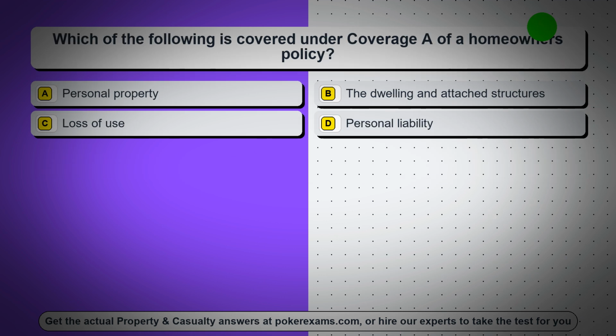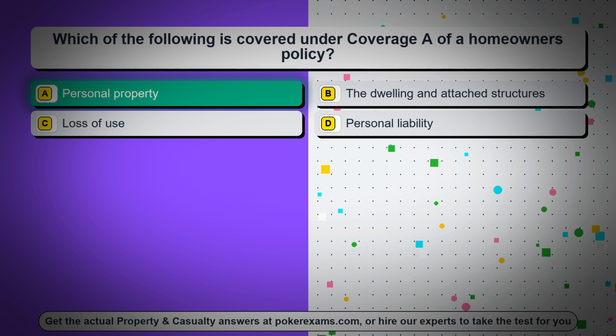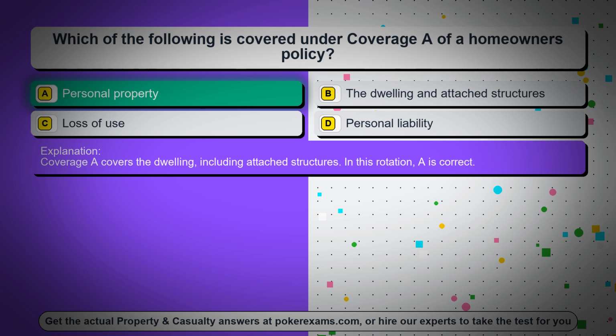Question 3. Which of the following is covered under Coverage A of a homeowner's policy? Option A, personal property, Option B, the dwelling and attached structures, Option C, loss of use, Option D, personal liability. The correct answer is Option A, personal property. Coverage A covers the dwelling, including attached structures. In this rotation, A is correct.